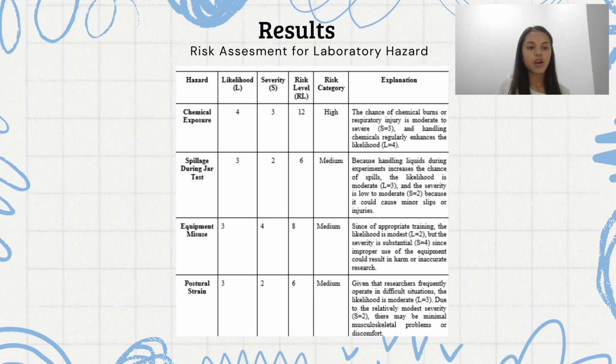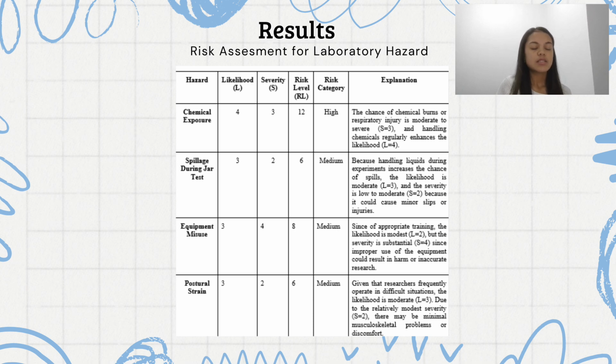And then the next one is equipment misuse. The value of the likelihood is 3, the severity is 4, and the risk level is 8. So we can say the risk category is medium. Since there is appropriate training, the likelihood is modest, 2, but the severity is substantial, 4, since improper use of the equipment could result in harm or inaccurate research.